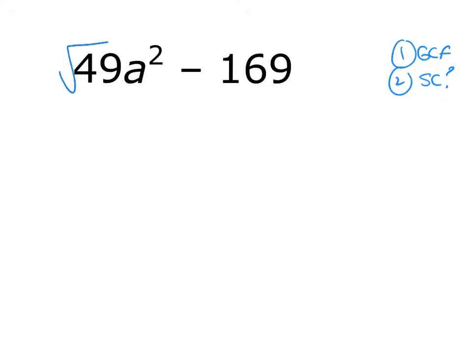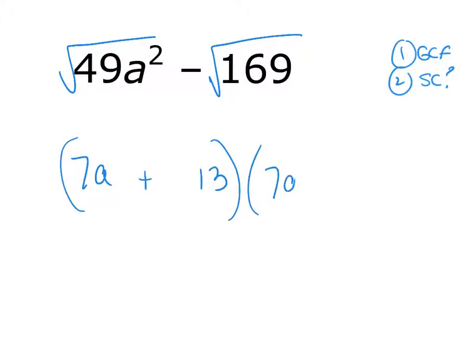The square root of 49a squared is 7a. The square root of 169 is 13, and because I have no outer and inner, it must have been 7a plus 13 and 7a minus 13. All right.